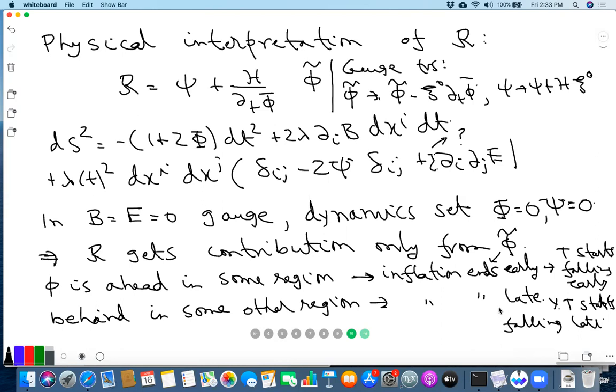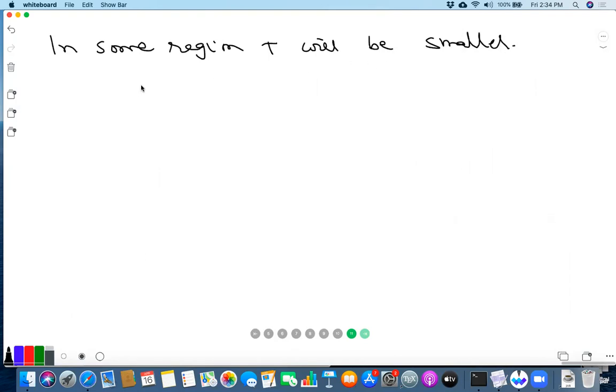And then this fluctuation, the early fall of temperature means what? That in some region, the temperature will be larger than the others. This means in some region T will be smaller, if it starts falling early, and in other regions T will be larger. Okay, so there is temperature fluctuation at constant time slice. That's the definition of time you are choosing here.